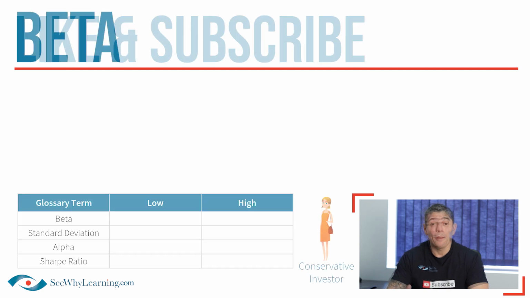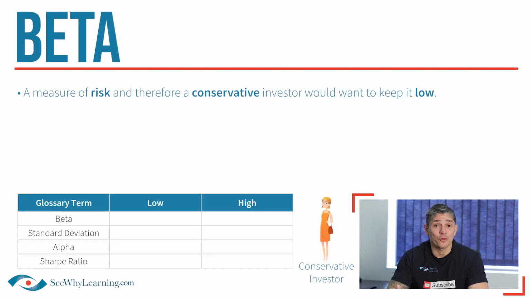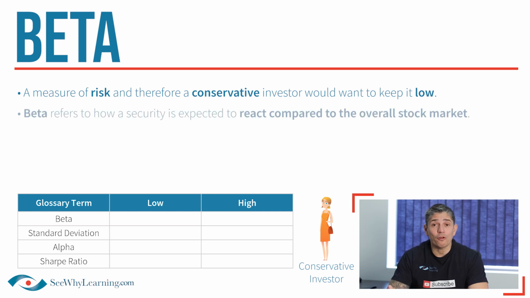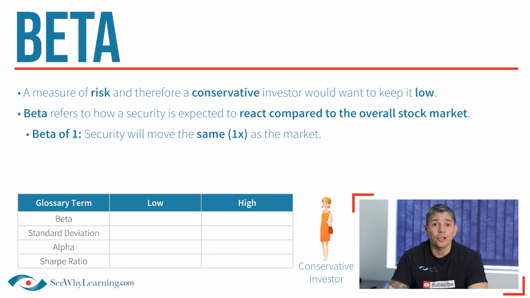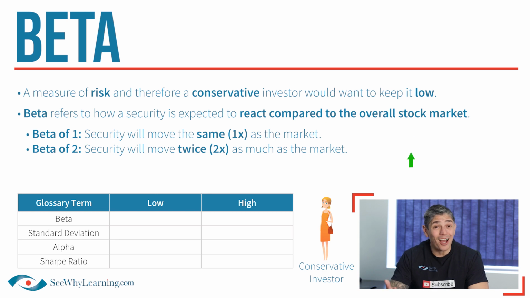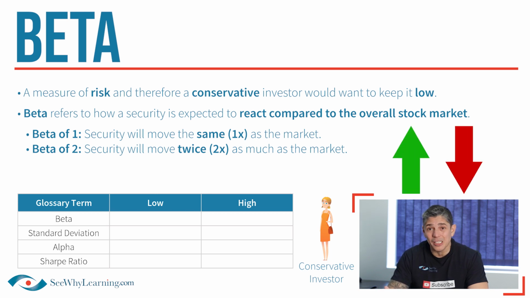Beta and standard deviation are measures of risk, and therefore a conservative investor would want to keep them low. Beta refers to how a security is expected to react compared to the overall stock market. For example, a beta of 1 would indicate that the security is expected to move in unison with the market. If a security has a beta of 2, that would mean it's expected to move twice as much as the market. Now, this means up or down, so if the market declines by, say, 5%, we would expect the security to decline 10%. Nellie wouldn't like that very much, so she'd prefer a low beta.